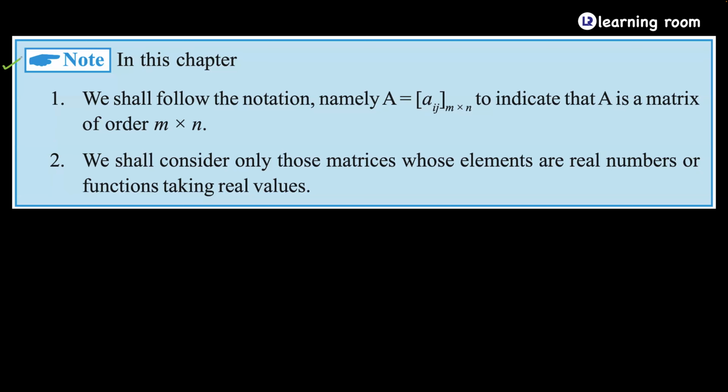Here I want you to make an important note. We'll follow the notation capital A is equal to aij of m cross n to indicate that A is a matrix of the order m cross n. Secondly, we will consider only those matrices whose elements are real numbers or functions that take real values. So we'll not use complex numbers here. Shall I proceed?